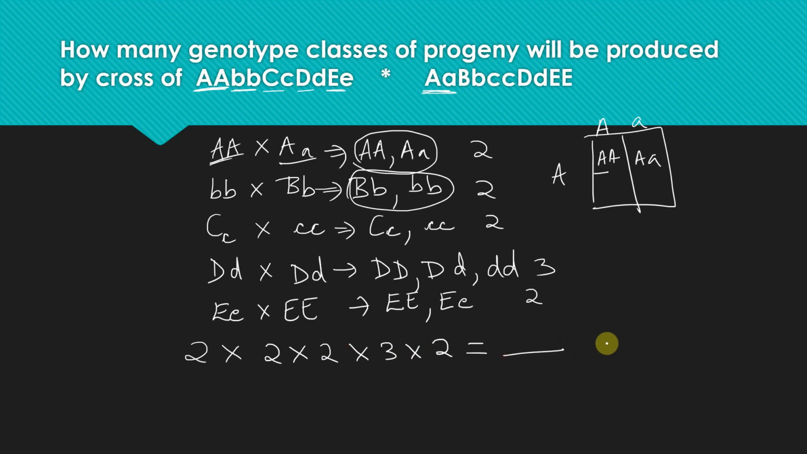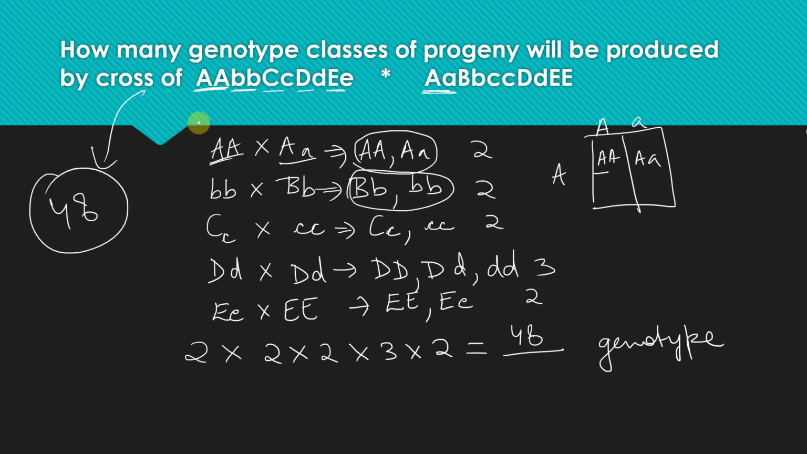That will give me the number of genotype classes of my progeny which I'll get from the cross of these particular parents. So what I'll get: 2 twos are 4, 8, 48. So in total I can say 48 genotype classes of progeny are produced from the cross of these two parents. So this is the basic trick of solving this particular type of question.